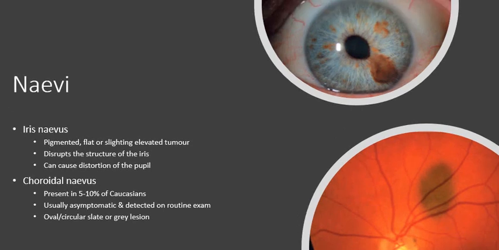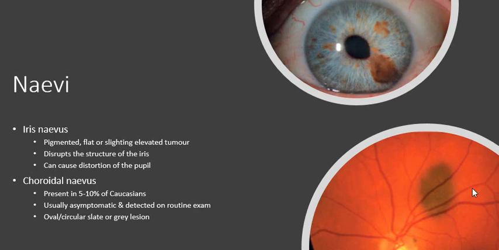In the image at the top there, you can see a brown area, which is the iris nevis. It's just here, and you can see that the nevis is pulling this pupil slightly out of shape. So this is where the disruption of the iris is occurring in this particular nevis. In this image below, we've got a choroidal nevis, and a choroidal nevis is fairly common. You will see these clinically.